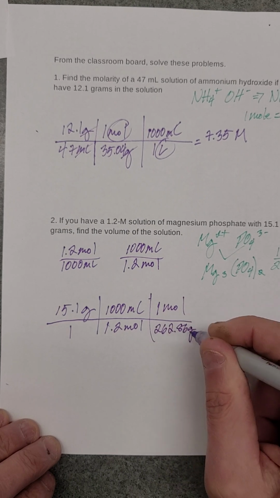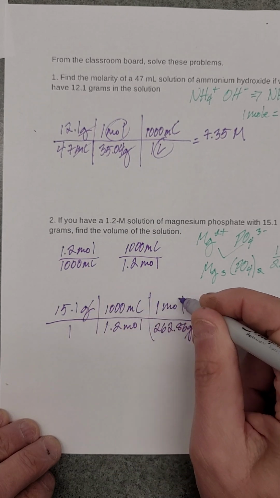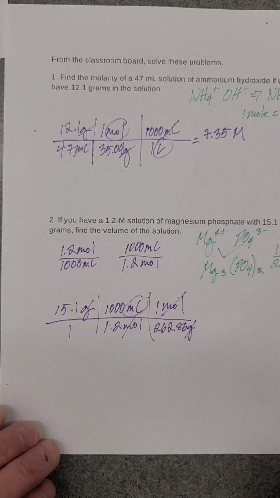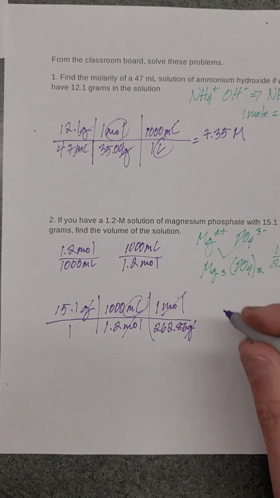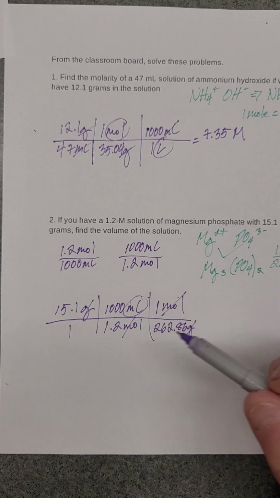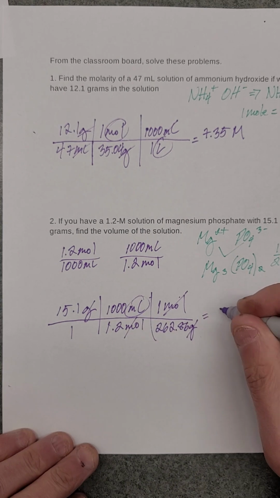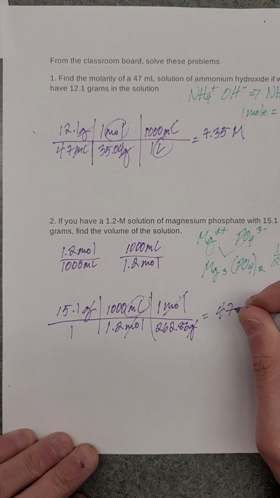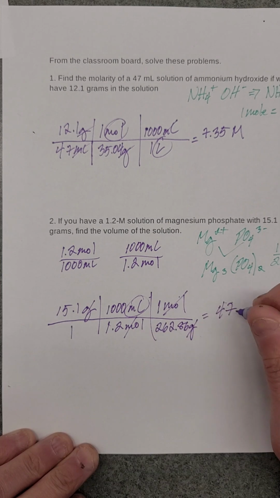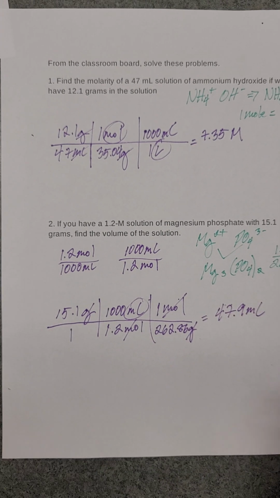262.86 grams, and now my grams can cancel out. Now my moles can cancel out, and I'm going to be left with a volume. That volume is going to be in milliliters. It could be in liters if you had the 1.2 moles over 1 liter. And when I do the math on that again, I need 3 significant digits. So I'm going to say 47.9. The only unit left is milliliters.